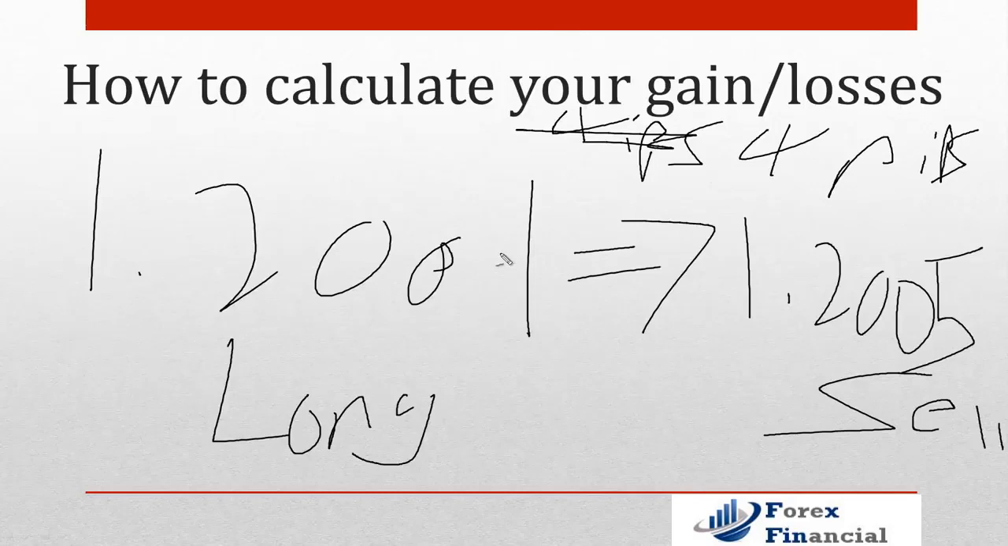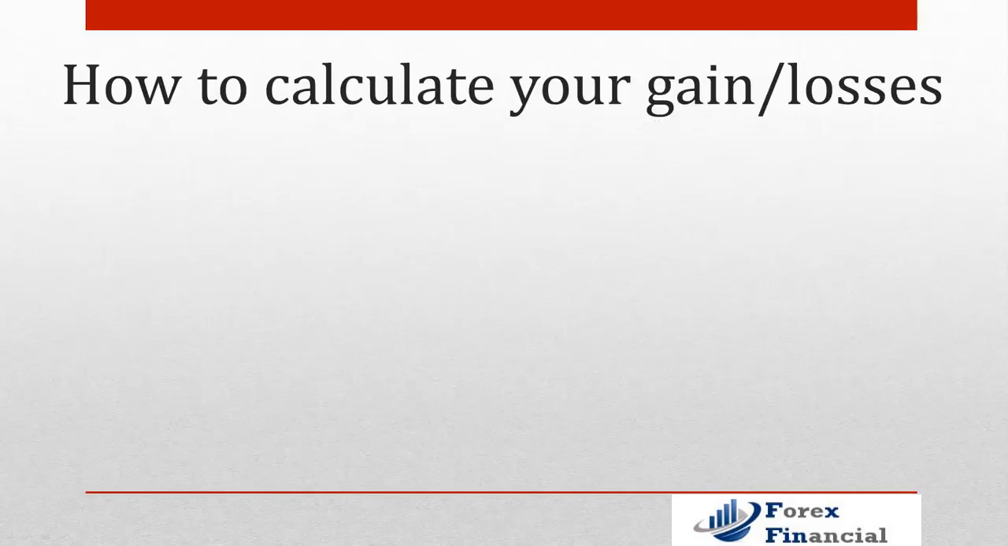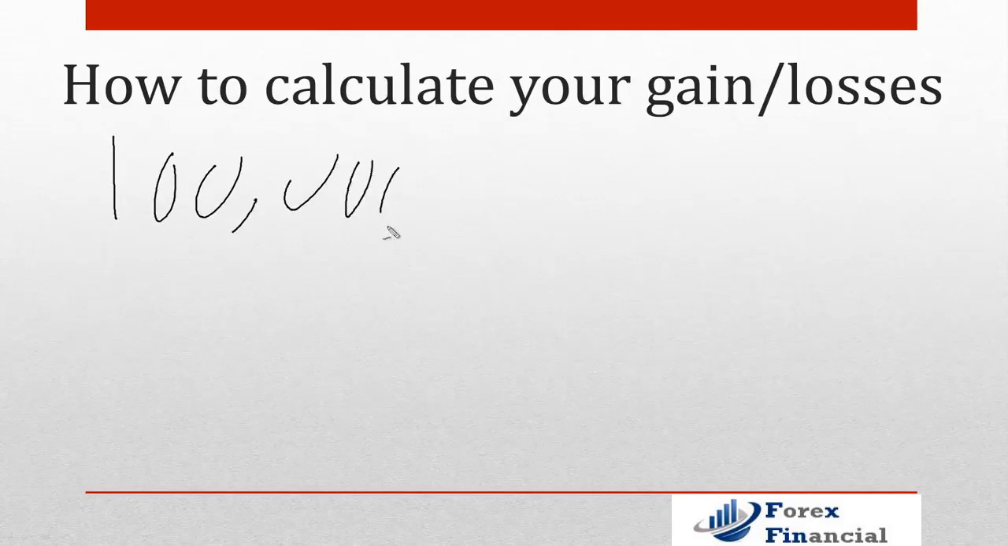But how much do you make on this trade is dependent on your Forex lot size. Are you trading a standard lot? Are you trading a mini lot or a micro lot? A standard lot is 100,000 units. Generally, for a standard lot of 100,000 units, each pip is $10 per pip.